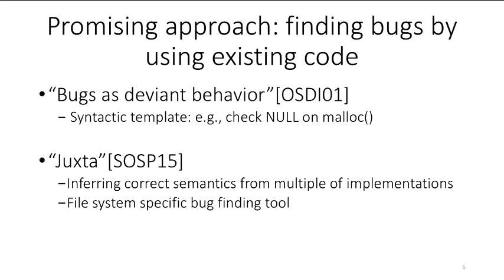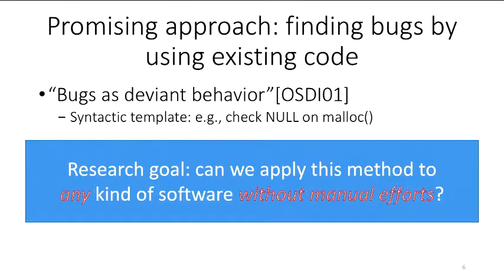Besides these practices, there is a promising way of finding bugs by using existing code. It was suggested in the paper on bugs as deviant behavior at OSDI 2001. But it requires a syntactic template, like checking null or malloc. Juxta, introduced in SOSP 2015, infers the correct semantics from multiple implementations. But Juxta's approach is hard to apply beyond file systems. So our research goal is: can we apply this method to any kind of software without any manual effort?